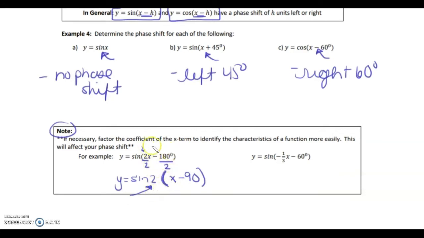However, what you're going to get mixed up on if you don't factor is that this is actually going to the right 90 instead of going to the right 180. Very different.